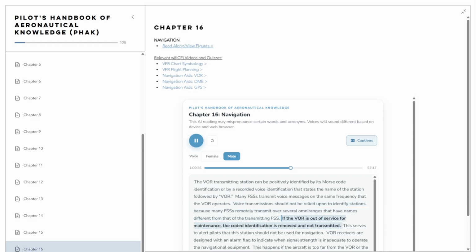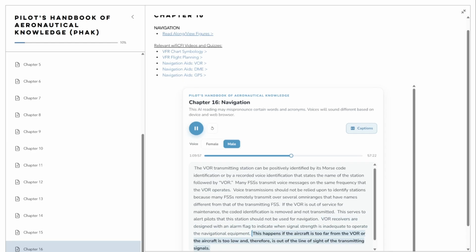If the VOR is out of service for maintenance, the coded identification is removed and not transmitted. This serves to alert pilots that this station should not be used for navigation. VOR receivers are designed with an alarm flag to indicate when signal strength is inadequate to operate the navigational equipment. This happens if the aircraft is too far from the VOR or the aircraft is too low and, therefore, is out of the line of sight of the transmitting signals.